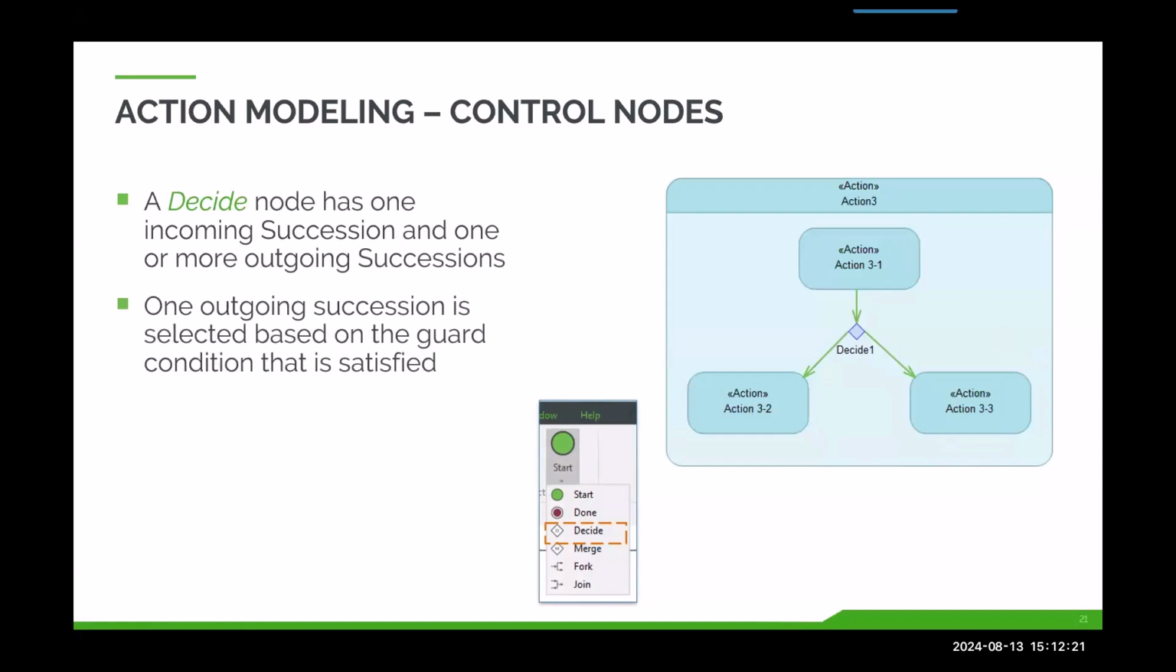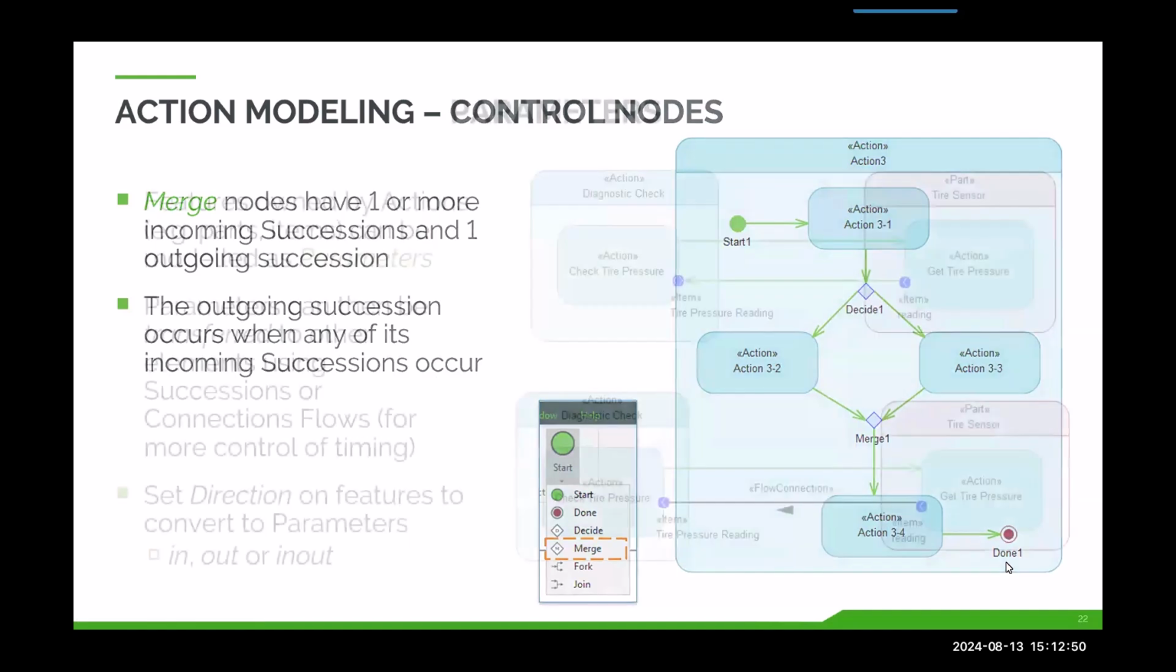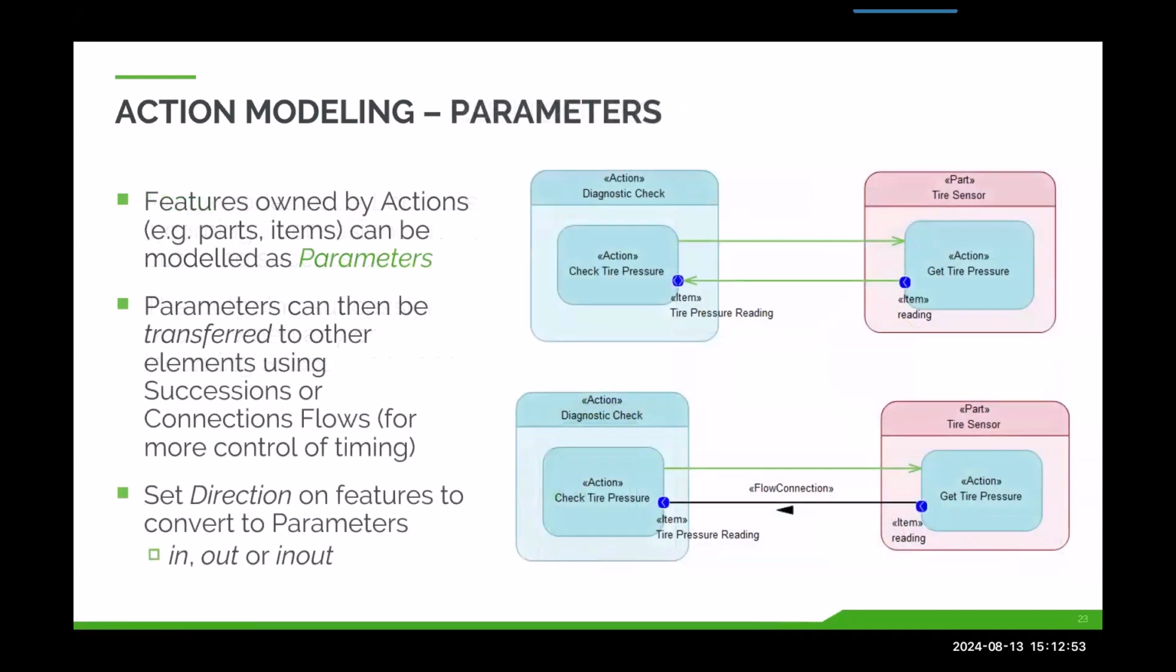We have a decide node, and this allows you to define a guard condition. So you can apply some logic really to control the path that the sequence takes. And we have a merge to bring these multiple separate paths together. The outgoing succession and the action connected occurs when any of the incoming successions occurs. So we just need one path to be fulfilled, and then the sequence will proceed. So there are different ways that you can control the flow.